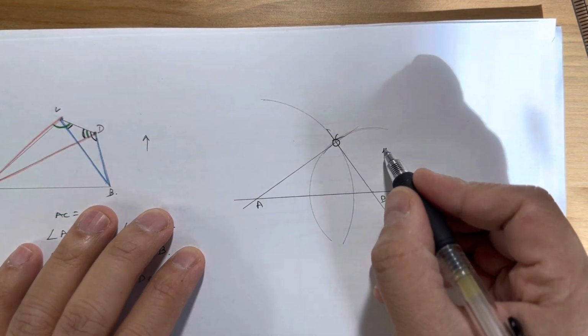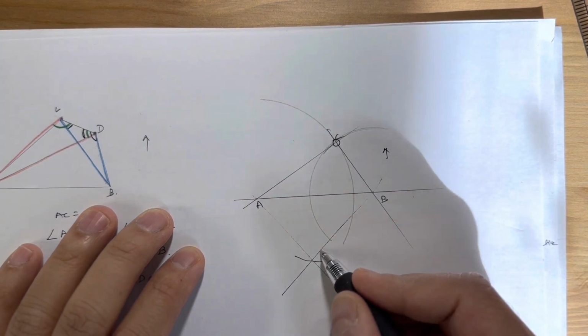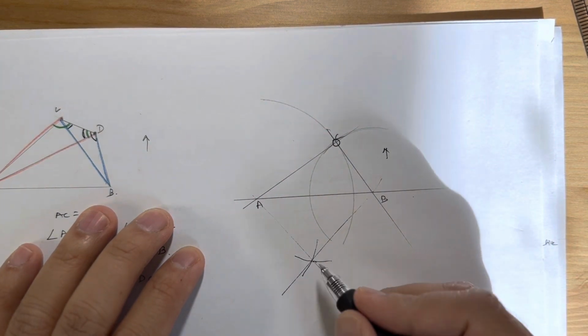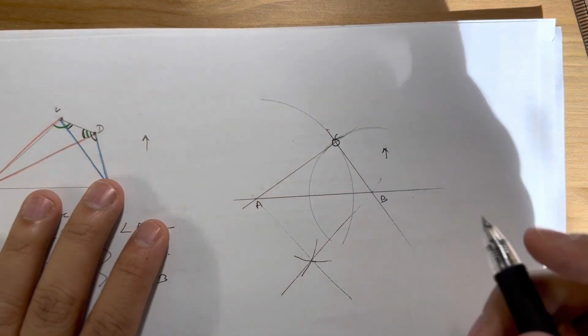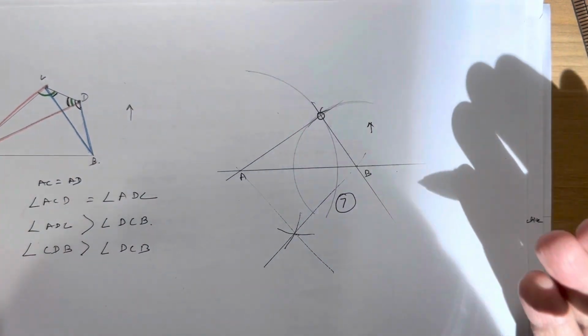So this is on this side. The same thing can be done on this side where the two arcs will meet. Okay, so that's the proof of proposition 7, proof by contradiction. You can actually do construction also.